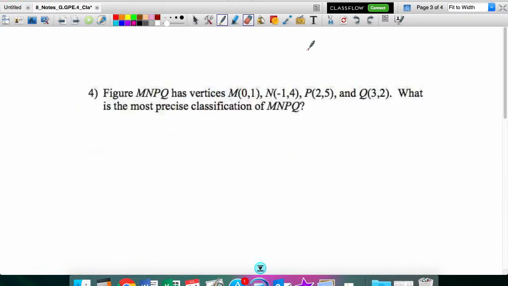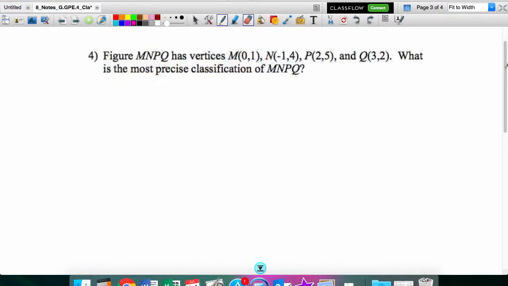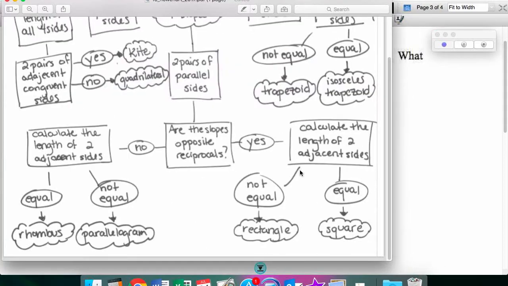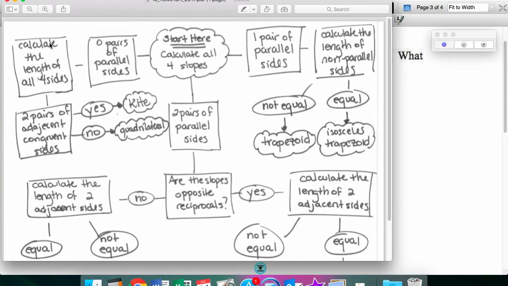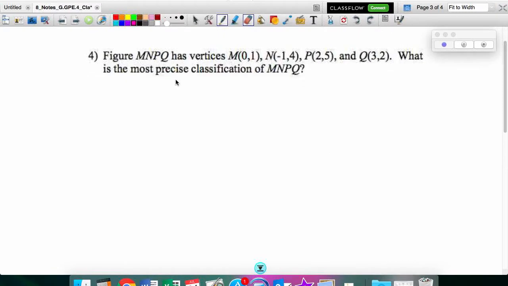Problem 4. Figure MNPQ has vertices M(0, 1), N(-1, 4), P(2, 5), and Q(3, 2). What is the most precise classification of MNPQ? Once again, I'm just going to follow the flowchart. If I look at my flowchart, I see I need to first calculate the slopes of all four sides. So let's go ahead and do this. Since I don't have a graph, I'm going to go ahead and use the slope formula.